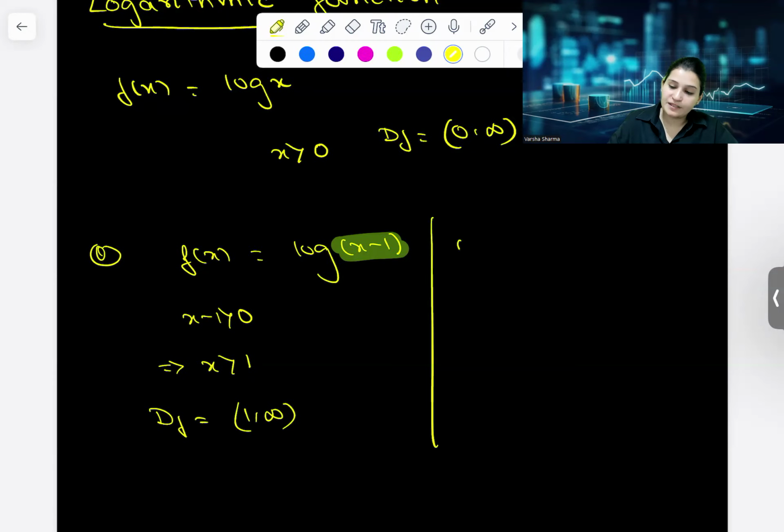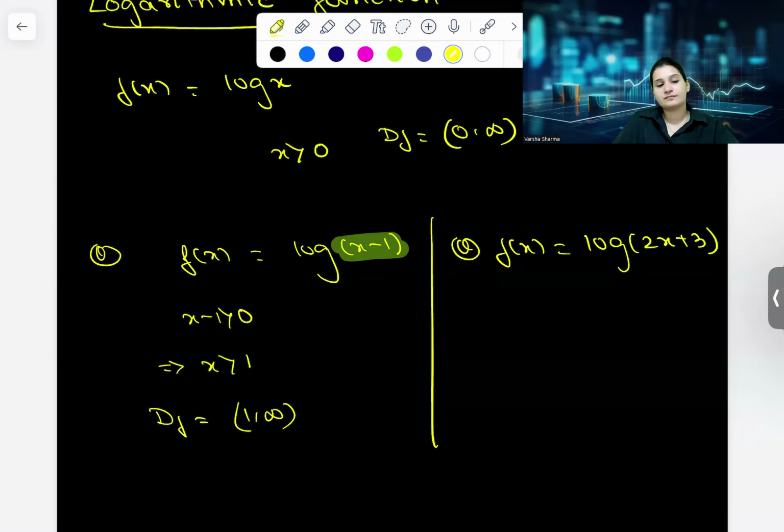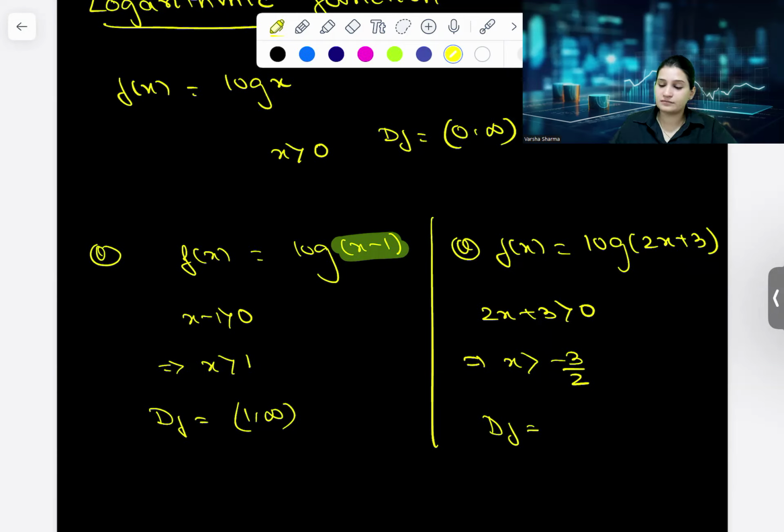If the function would have been log of 2x plus 3, what will we do for domain? What should we do for domain? 2x plus 3 is greater than 0. So x greater than minus 3 by 2. So domain will be minus 3 by 2 only.